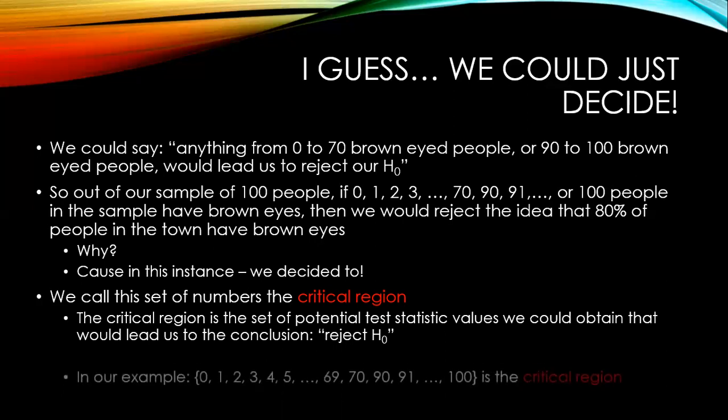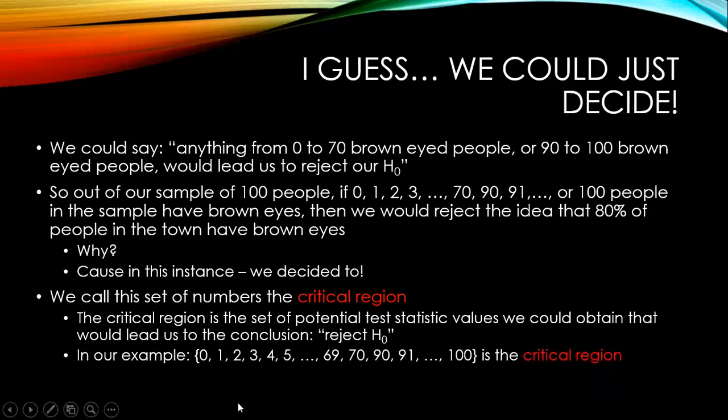Again, just to be really clear, in our example, 0, 1, 2, 3, 4, 5, all the way up to 69, 70, and then jump to 90, 91, all the way up to 100, is called the critical region. We use curly brackets in maths to denote a set of numbers. So the set of numbers 0, 1, 2, 3, 4, 5, up to 69, 70, and then 90, 91, all the way up to 100 is called the critical region.